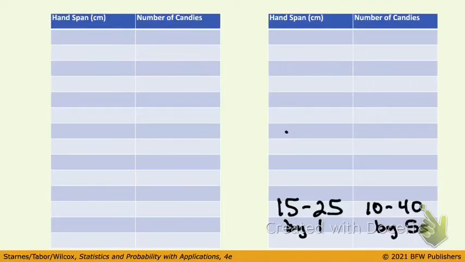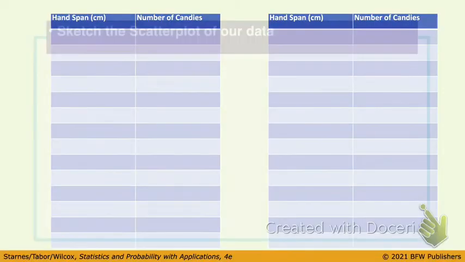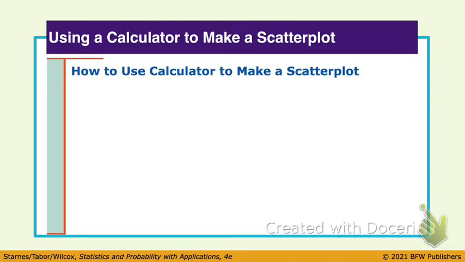All right, so we have our data. We've started to sketch our scatter plot. Maybe you're done, but we're going to look and see how to do this on our calculator. We've sketched it best we can, but here's how we're going to do it on the calculator. We're going to first input the data into our calculator.